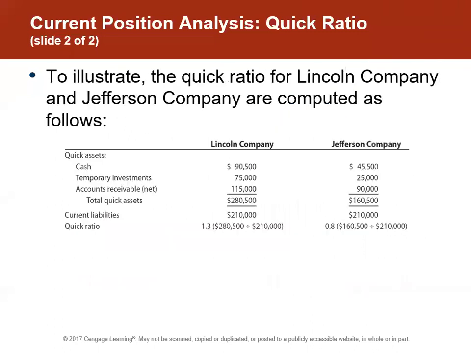So here we will have to look at the balance sheet and identify just quick assets, which again are cash, if we have any temporary investments or short-term investments, and accounts receivable. So we add up our total quick assets, 280,500, divide by our current liabilities of 210, and our quick ratio is 1.3, which isn't bad, because that means we have 1.3 times the quick assets compared to current liabilities. So quick ratio, if it's a positive number, we're pretty happy there.